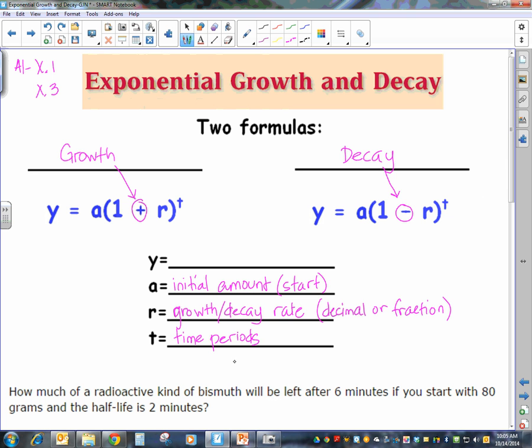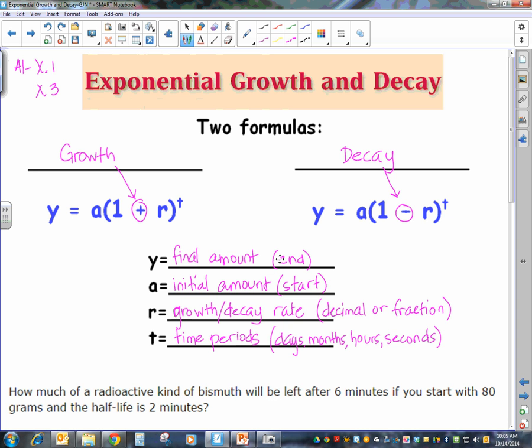Later on, we're going to talk about interest problems. But when you're discussing exponential growth and decay, those time periods, you've got to pay attention to the problem because it might be days, it might be months, it might be hours, it might be seconds. You just have to read the problem and figure out what the time period is according to the problem. And Y, of course, is your final amount or the amount that you end up with.